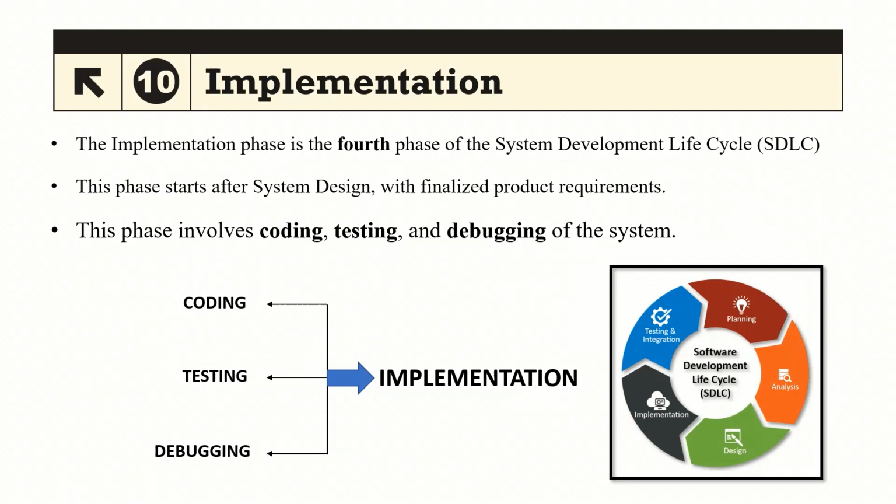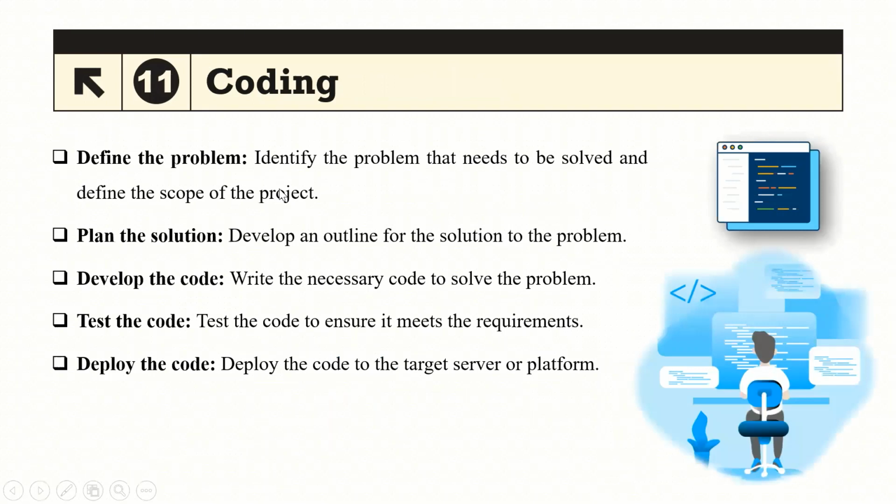On the next slide, we have the coding section. The first step in the coding phase is to build the software according to the specifications and design documents that were created in the planning phase.